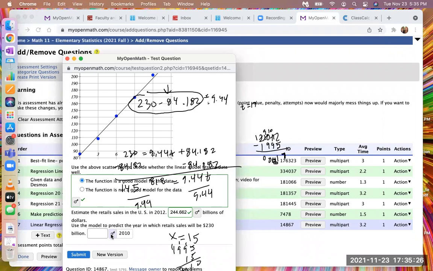So be careful there, to remember your X values when you solve for X, that X is the years after 1995, not the actual year that we recognize as 2010. So make sure to make that extra step.